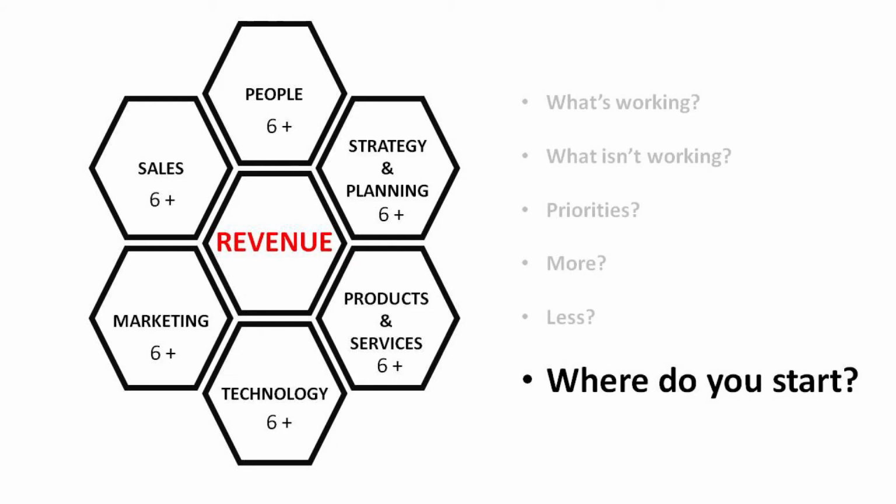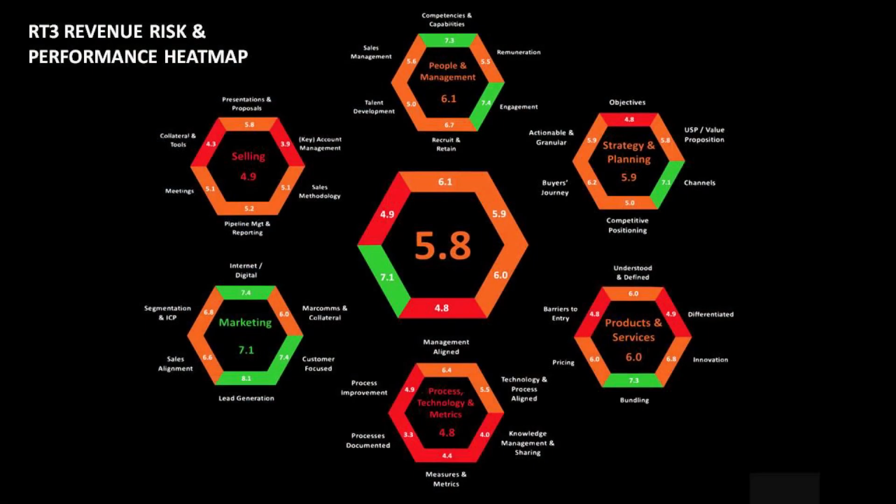And how? Let's look at how Telemetry RT3 simplifies this aspect of the revenue system and begins to answer those questions. Let's start with the end result and then explain how the system produces it. This is an RT3 risk and performance heat map. All 36 drivers have been analysed and scored out of a possible 10.